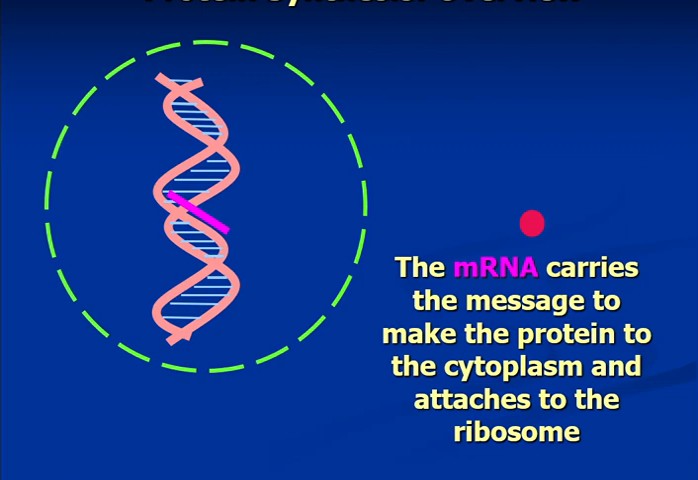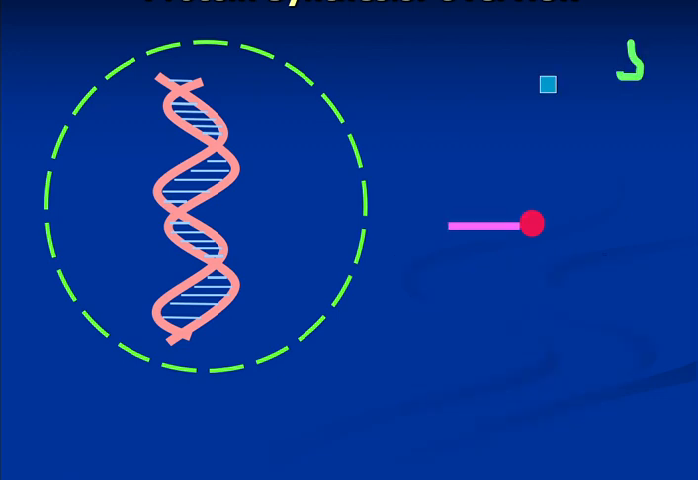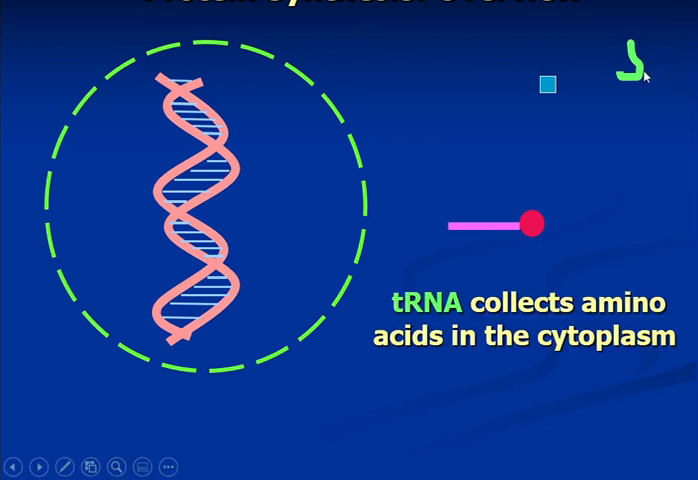Then what's going to happen is the mRNA is carried outside of the nucleus into the cytoplasm and attaches to a ribosome, this little red thing here. So the mRNA is going to leave into the cytoplasm and attach to the ribosome, the point where we are making proteins. At the same time, we have another RNA molecule, tRNA, this little green thing here, which collects and joins with one amino acid, so one tRNA to one amino acid, and it joins with it in the cytoplasm.